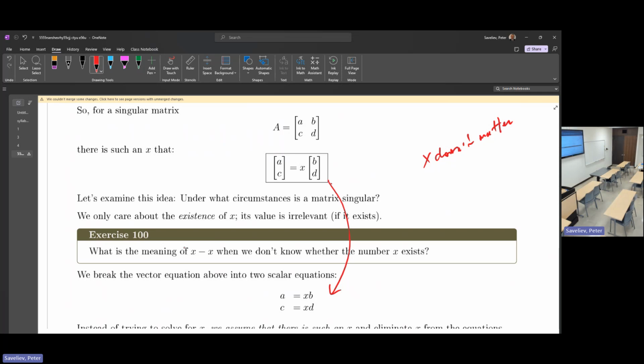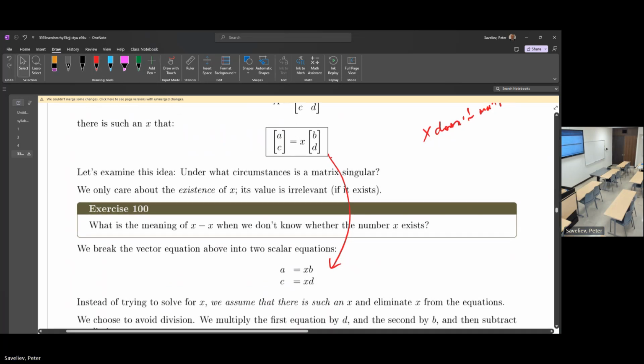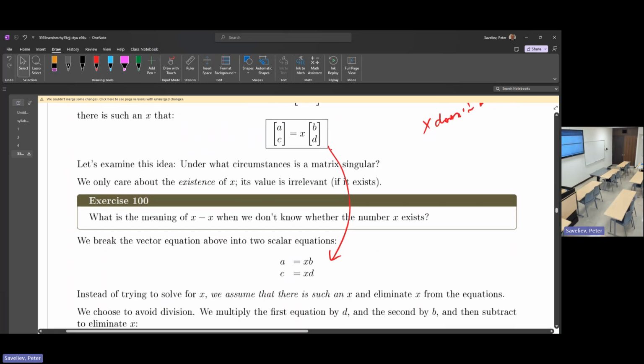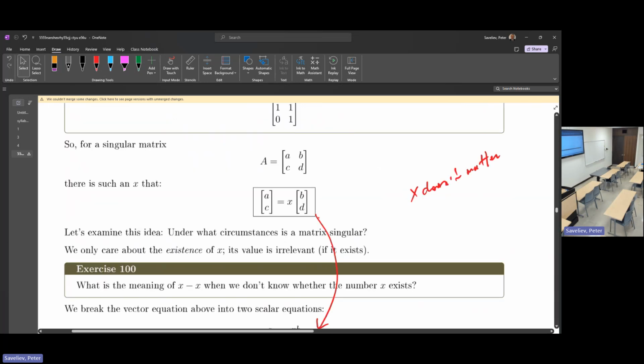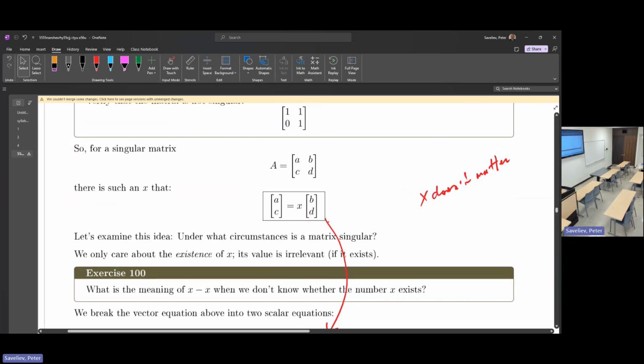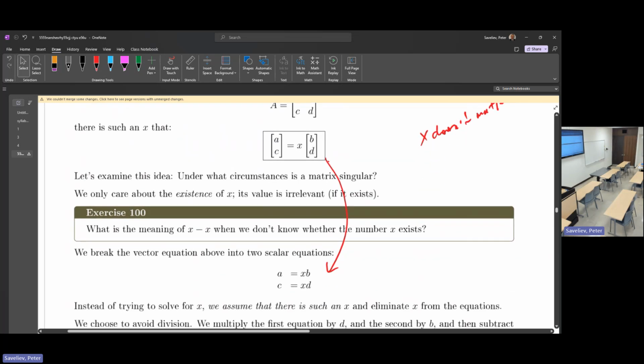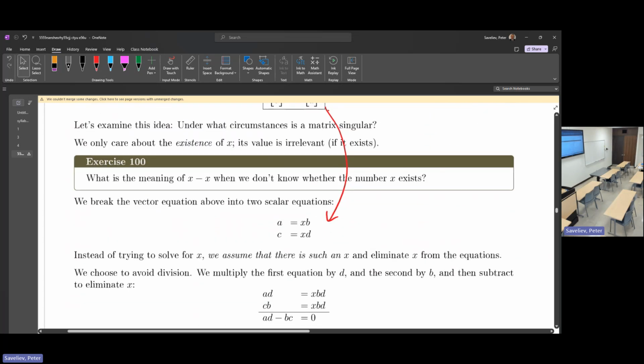Okay, and then what do we do? Let's eliminate X from the equation. Because X exists, we can eliminate it. If X did not exist, this whole plan falls apart, and that's why whatever we're doing only works out for a singular matrix. So then it turns out to be not too complicated.